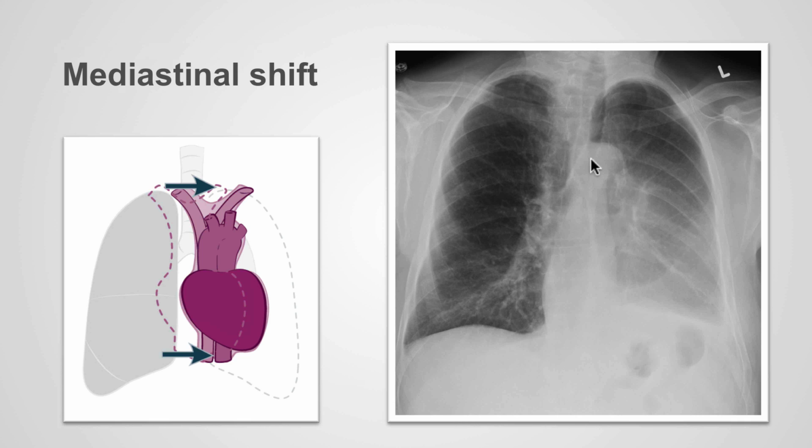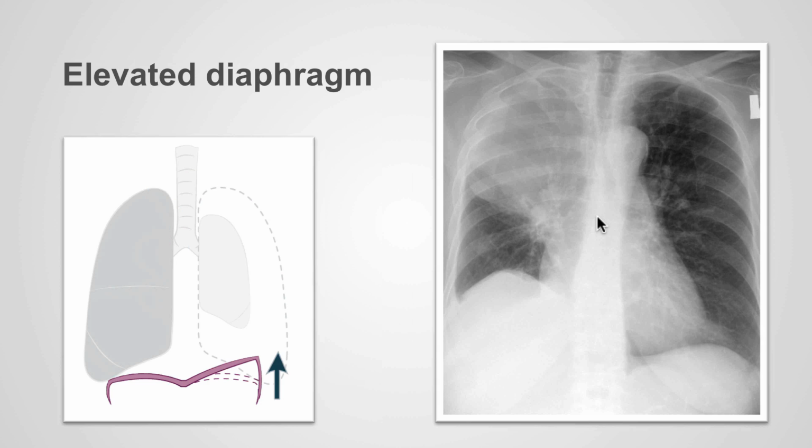We can have mediastinal shift. With collapse of the lobes within the left lung, the heart and the remainder of the mediastinal structures are displaced to the side of the collapse. On the side of the collapse, we can also see elevation of the hemidiaphragm. This is due to overall volume loss within the right lung.